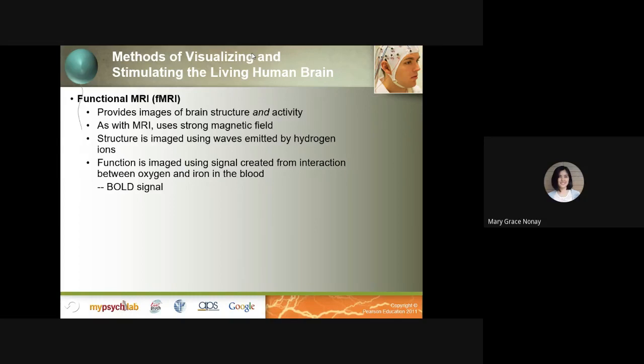First, nothing has to be injected to the volunteer. Two, it provides both structural and functional information in the same image. Third, its spatial resolution is better. And fourth, it can be used to produce three-dimensional images of activity over the entire brain. So, alam naman natin yung PET, it doesn't really give us the structure. It's more of what's happening on the brain.